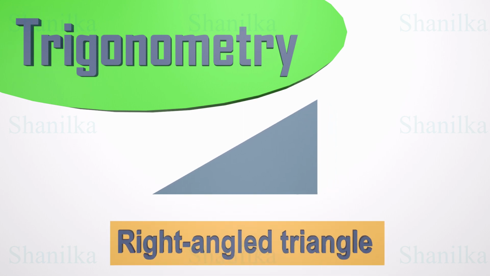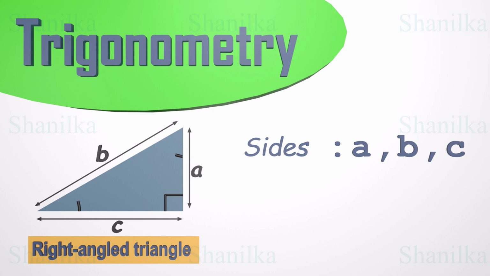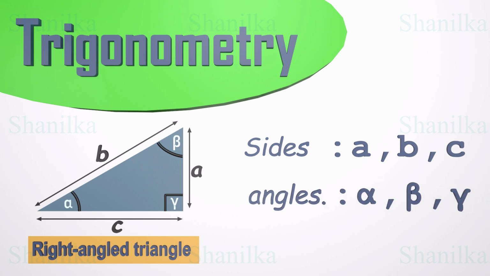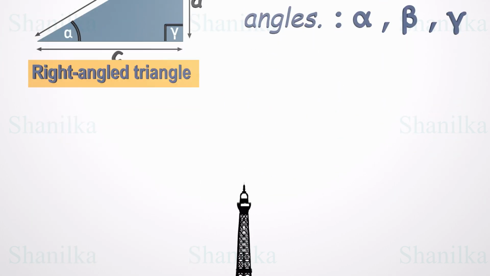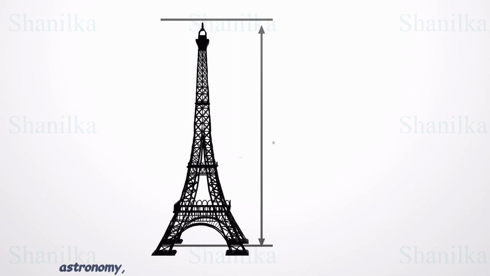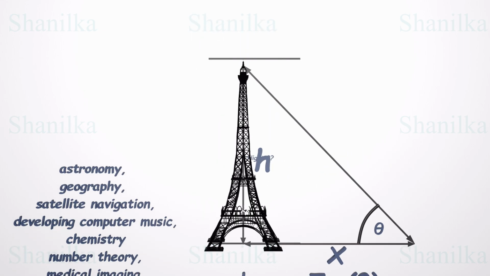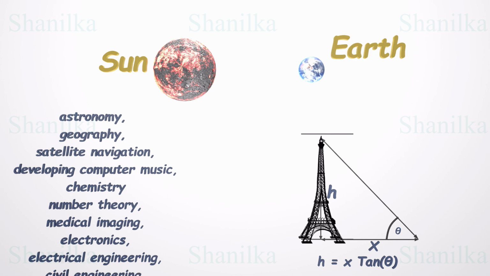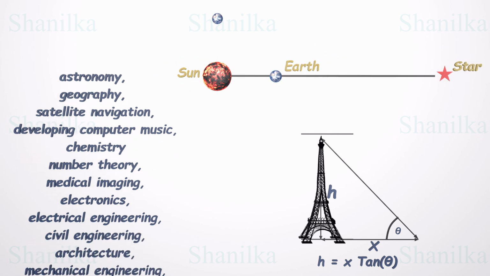Specifically, it deals with right-angled triangles, which contain a 90-degree angle. In trigonometry, we study the relationship between the sides and angles of the right-angled triangle. Trigonometry skills are essential in various careers, including architecture, astronomy, geography, engineering, and many more.